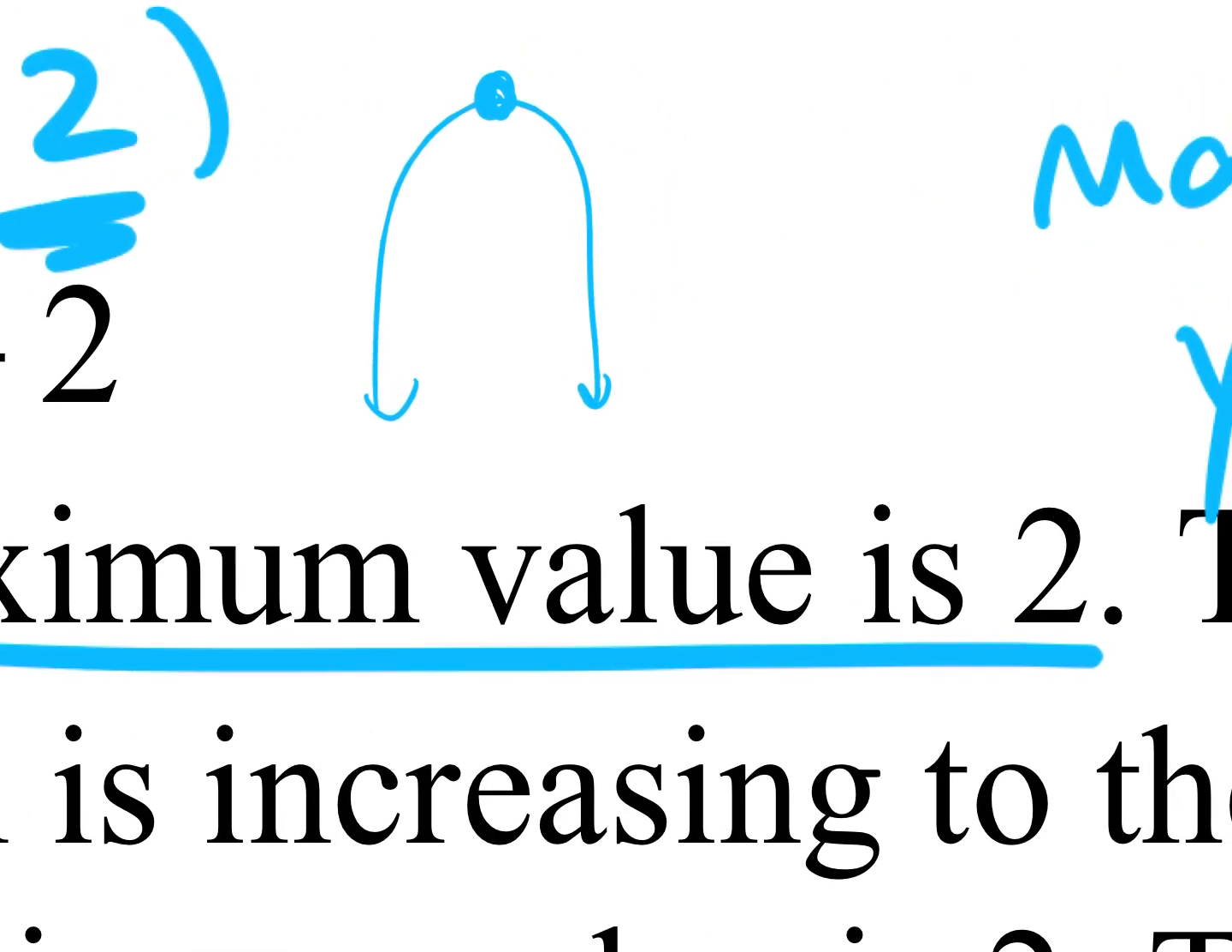If your graph's going down, then the range goes to negative infinity. So it's always at your y, so our y is 2. So y would be less than or equal to 2 because it's going down. If it was going up, it would be greater than. So this would be how we find the range.